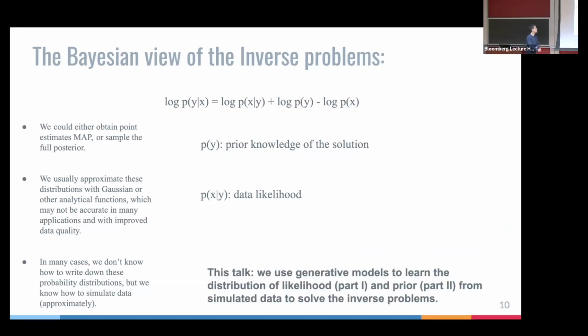In this talk, I'm going to show how we can use generative models to learn the distribution of the likelihood and the prior from simulation data or some analytical model, and use this learned distribution to solve the inverse problem. This is the basic idea of this talk. I'm going to show you two examples, one on the likelihood, one on the prior.